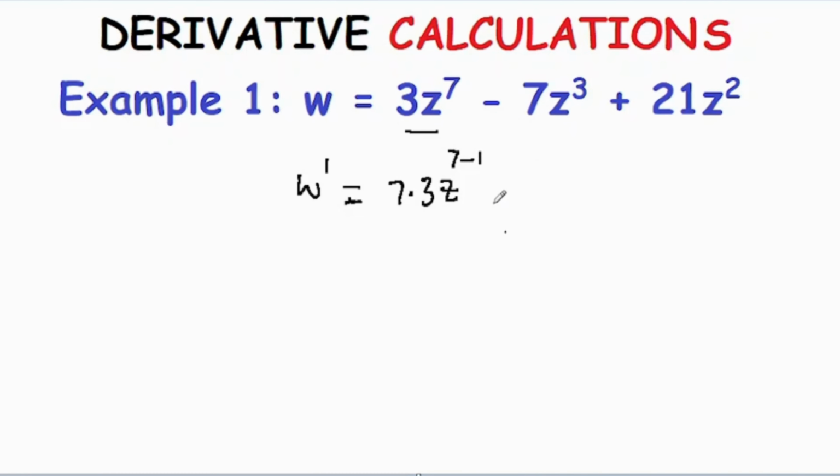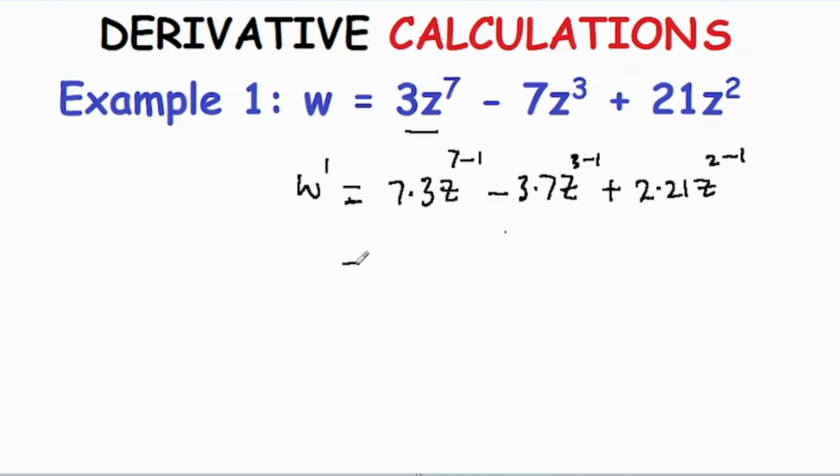Then we will reduce that power by 1. Then we'll proceed to the second term. We have 7 here already, but the power is 3. So we'll bring down 3, and 3 we multiply 7. Then we are going to reduce this 3 by 1. We proceed to the third term. The power is 2. We're going to bring down 2. We multiply by 21, and we're going to reduce the power by 1.